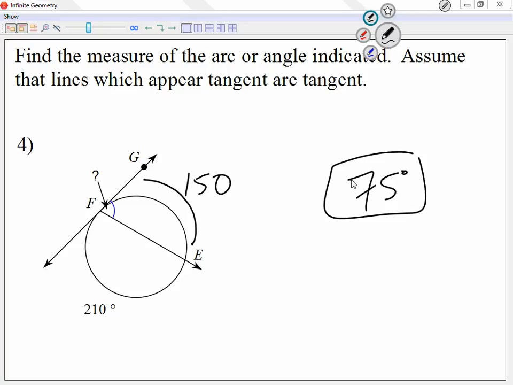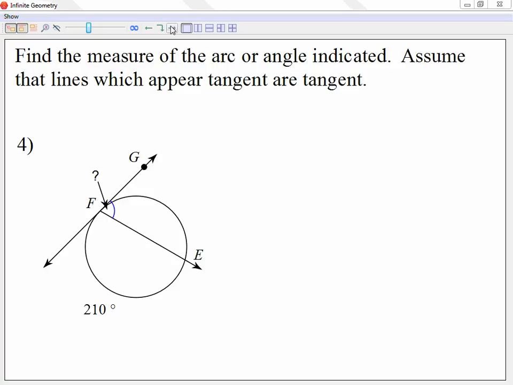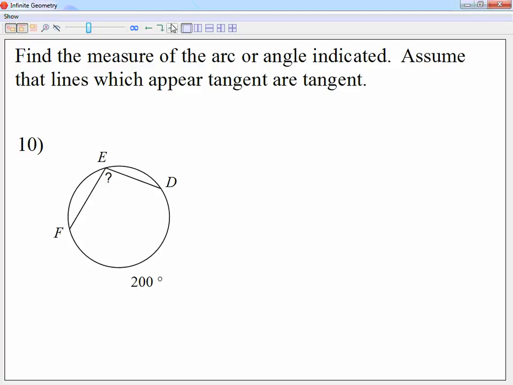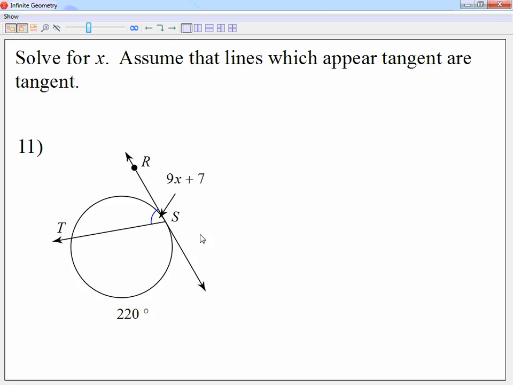So, any other questions from the front? No? All right, now on the back, it's the same idea, but the back is going to be a little more challenging. So looking at number 11, solve for x, assume that lines which appear tangent are tangent. So this part of the circle is 220. The remaining part of the circle is 140. So if the arc is 140, how big is the angle? So the angle is 70.